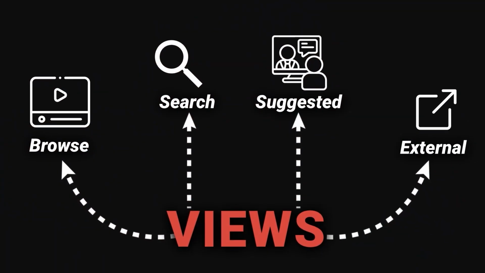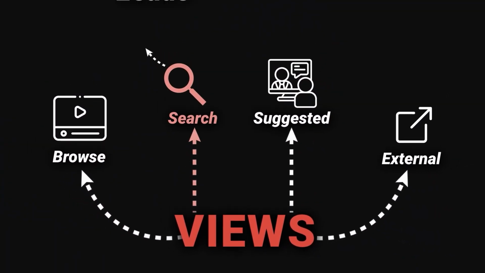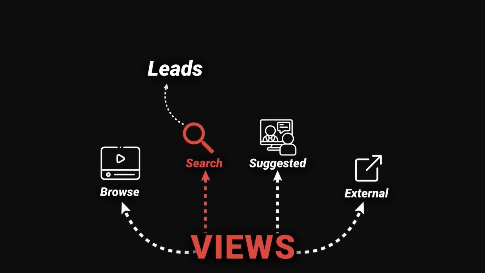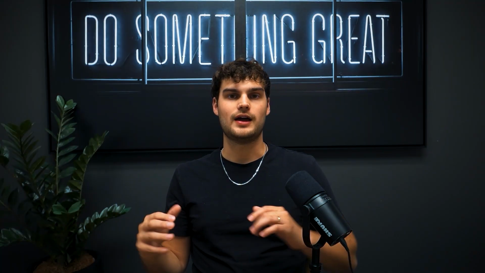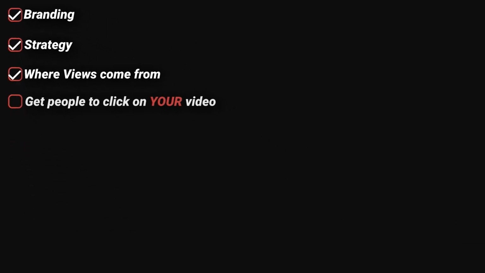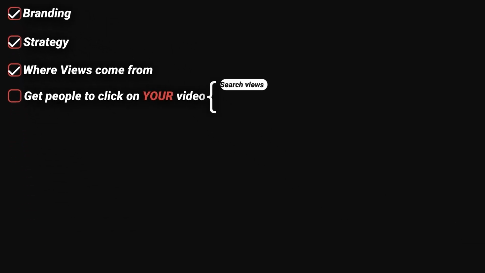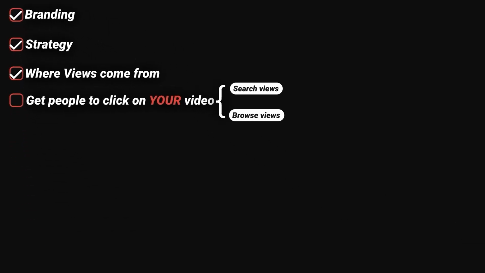Now, the 2 main places that we're going to focus on getting views from obviously is search, because we get high intent leads from there, and also browse, because it's going to bring in a new audience. And so the question now comes, how are we going to get people to click on our video, right? That's the first step of this whole entire process. We've got our branding down, we've got our strategy down, we know where views come from. How are we going to get people to click on our video versus other people's videos? How are we going to show up in search? How are we going to get clicks from browse views?